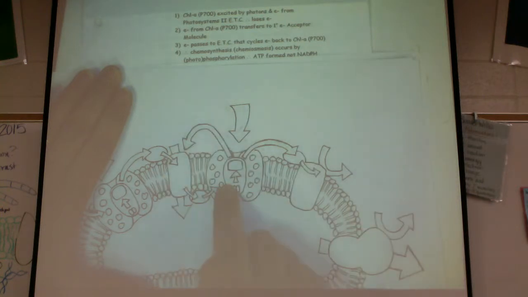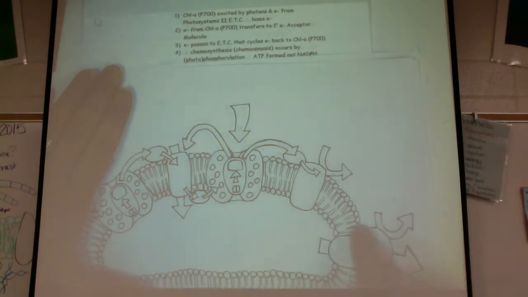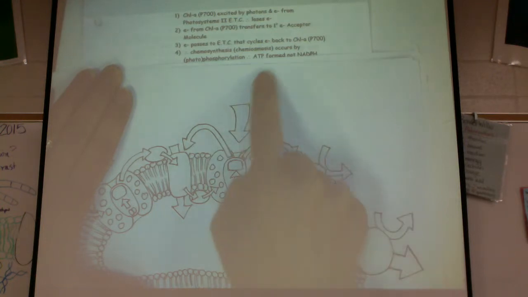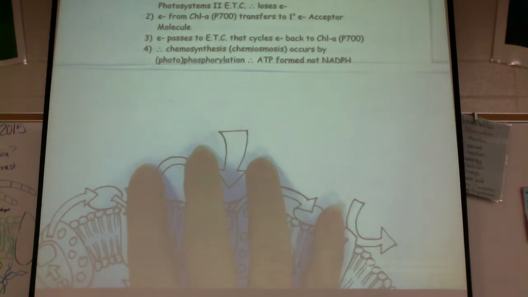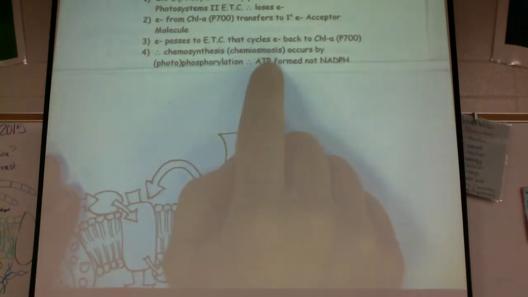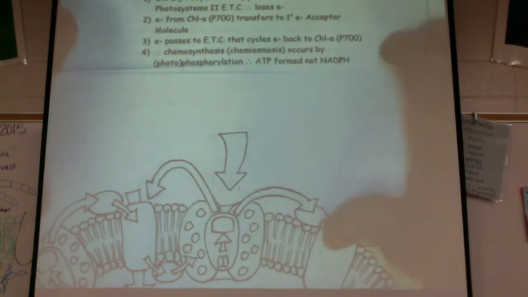It's going to do this, which is going to cause hydrogen ions to move in, which is going to cause electrochemical gradient build up here, which is going to cause them to want to go back out this way through ATP synthase, and so you're going to get chemiosmosis to make more ATP. So the plant can actually cause it to do that when more ATP is needed, okay, than NADPH.